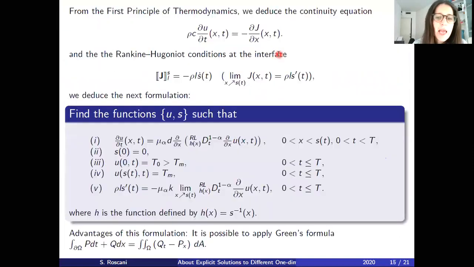By using the first principle of thermodynamics and the Rankine-Hugoniot equations, we can get a simple model of a fractional Stefan problem, a fractional phase change problem, one-dimensional, one phase, where h, again, is the inverse of the interface. We suppose that this interface is an increasing function.